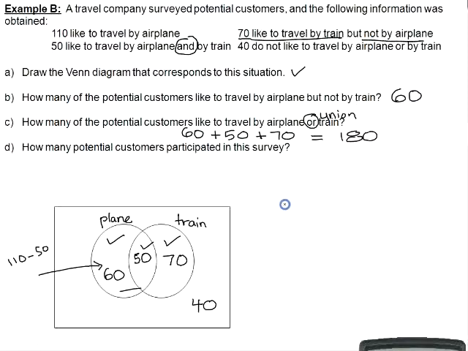And then in this particular problem, they didn't give us the total number of potential customers that were in the survey, but we can use the information in the Venn diagram we drew to figure out how many people were in the survey. D is how many potential customers participated in this survey. That would be 60 plus 50 plus 70 plus, don't forget these 40 people out here. So 60 plus 50 plus 70 plus 40. There were 220 potential customers in this survey.